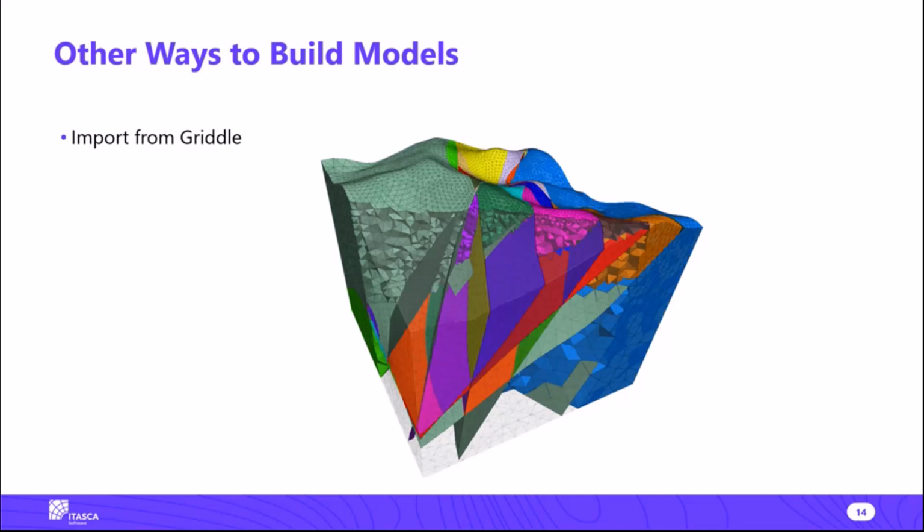But be aware that 3DEC is a little bit weird compared to a continuum program because we have these joints in here. So Griddle is specifically set up to allow you to create a model that looks like this, which is sort of mostly continuum with a bunch of joints in it. And it works pretty well.